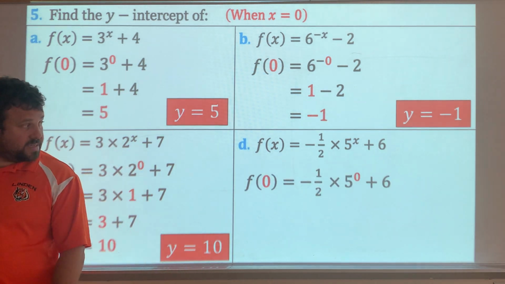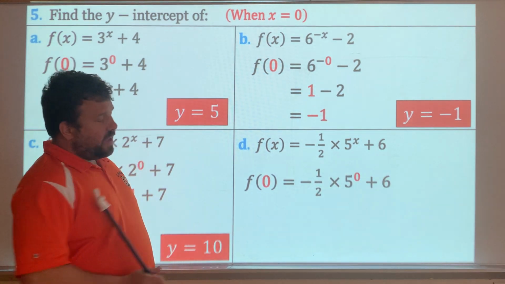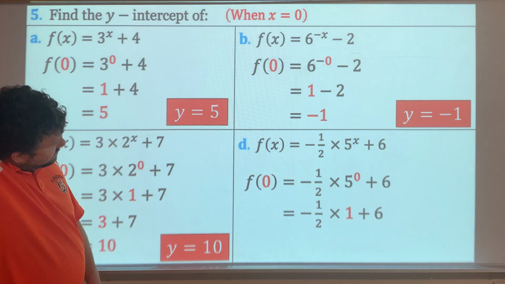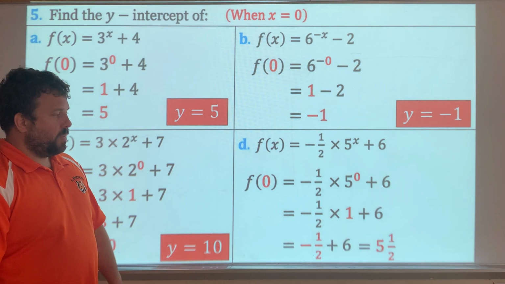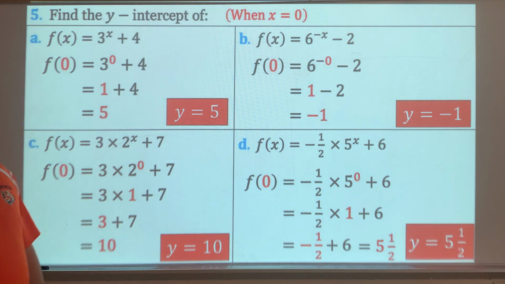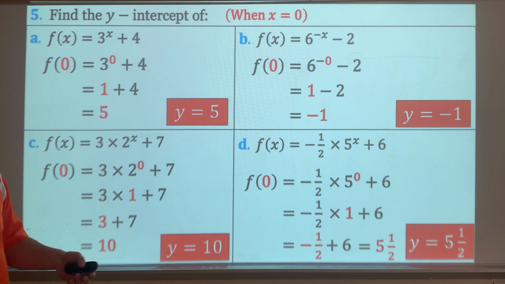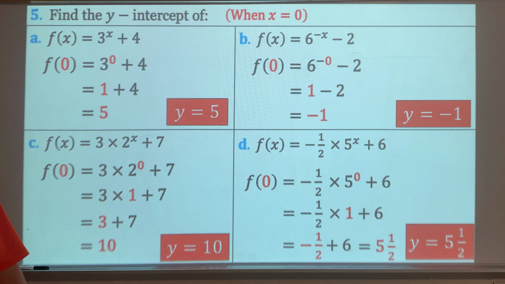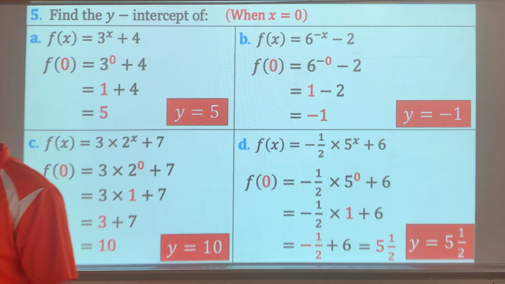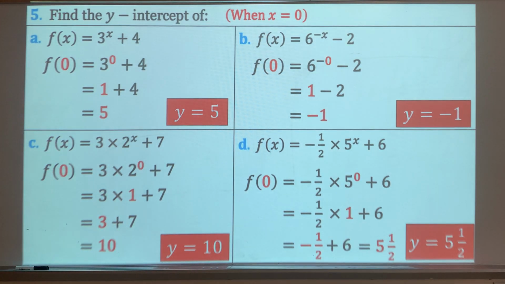-1/2 times 5 to the 0 plus 6. -1/2 times 1 plus 6. -1/2 plus 6 is 5.5, or 11/2. So y equals 5.5 or 11/2 would all be types of your y-intercept.